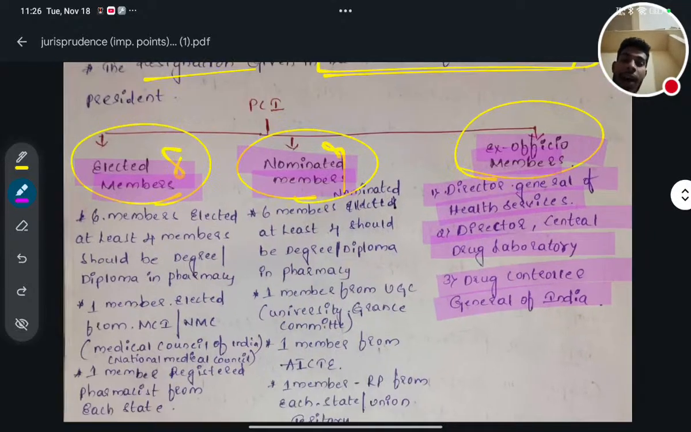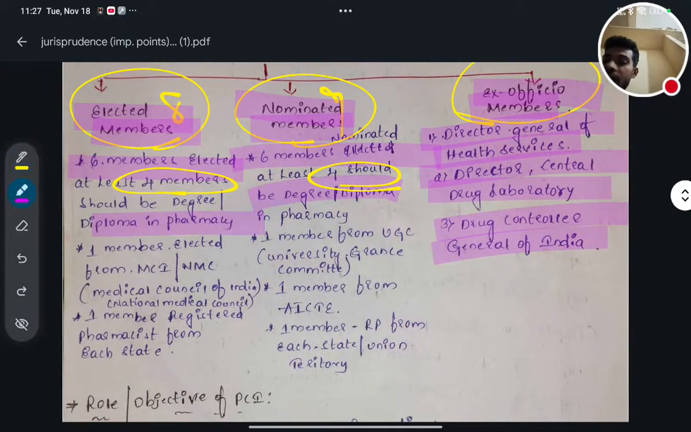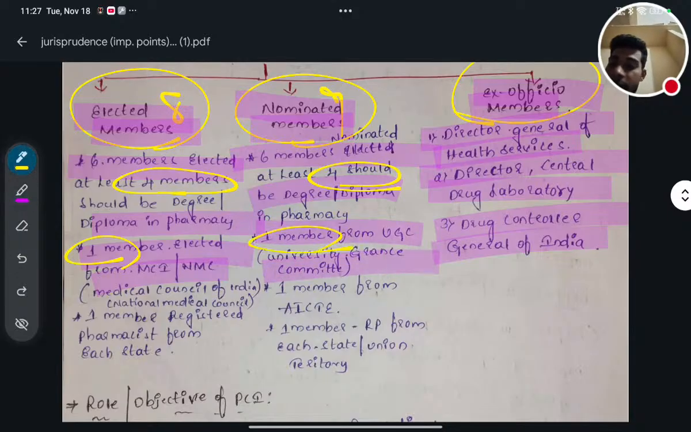Okay. Here, out of 6 members, how many should have diploma? 4 should have diploma. And in the case of elected members, again out of 6 members, how many should have diploma? Again 4 members should have diploma. And how many should be from the pharmacy council? There should be a registered pharmacist. 1 member elected from MCI, and 1 member elected from UGC, and 1 member should be a registered pharmacist here.